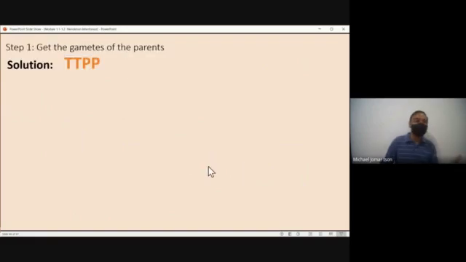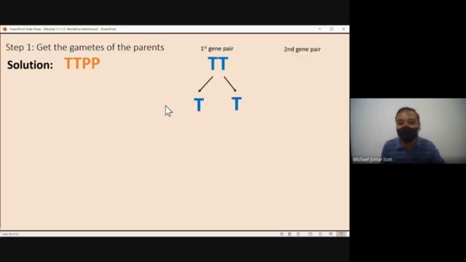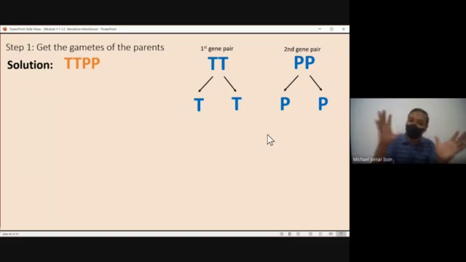This is how you get that. First of all, get the gametes of the parents. Let's start with the first parent, which is homozygous dominant for T and homozygous dominant for P: big T, big T, big P, big P. Get the first gene pair and separate them to get the unique gametes, then get the second gene pair and get its unique gametes. So you have a big T and a big T, and a big P and a big P for the gametes.